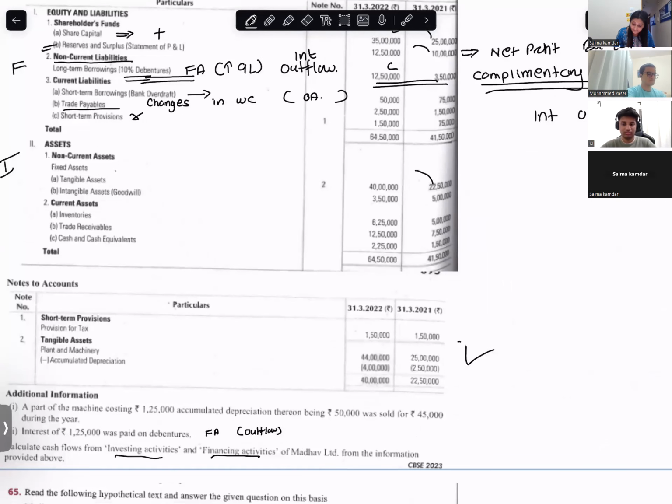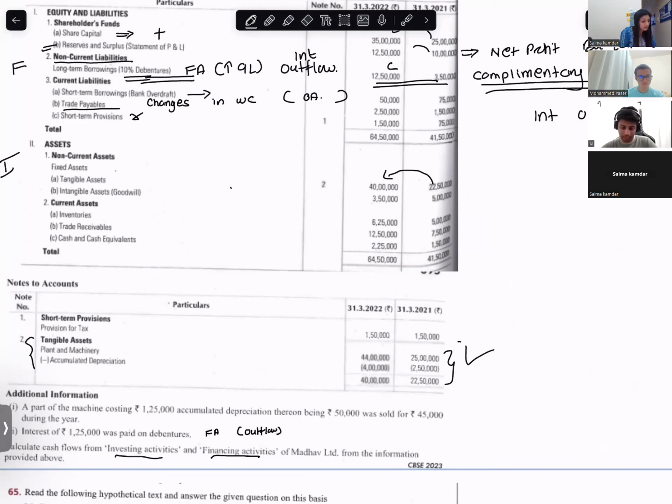Tangible asset. What is there? It has increased. Now you have to see the provision for depreciation. Have they given you the provision for depreciation separately? Yes, additional information. The additional depreciation information they have given us separately.